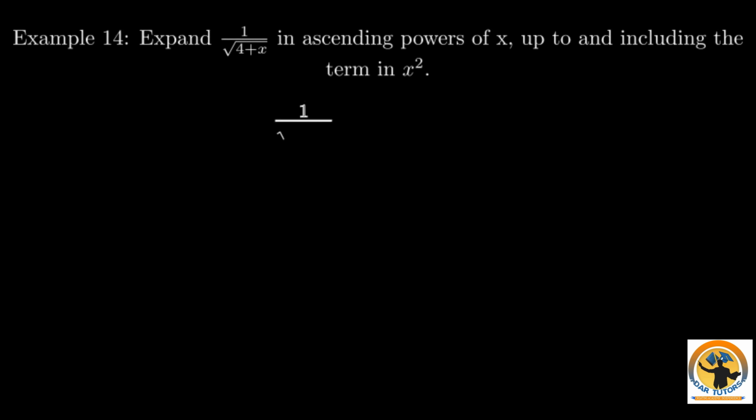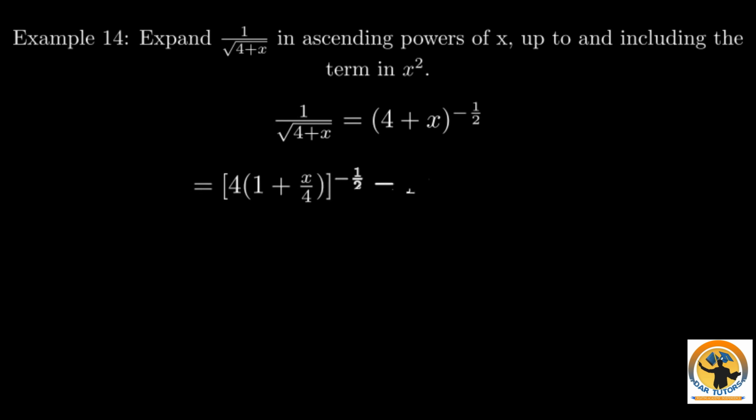First, we write the square root as a power of 1/2, and then move the term to the numerator with a negative exponent. This gives us (4 plus x) to the power of negative 1/2. Next, we factor out the 4 from the bracket. This becomes 4 times (1 plus x over 4) to the power of negative 1/2. Applying the power to both factors, we get 4 to the power of negative 1/2 times (1 plus x over 4) to the power of negative 1/2.